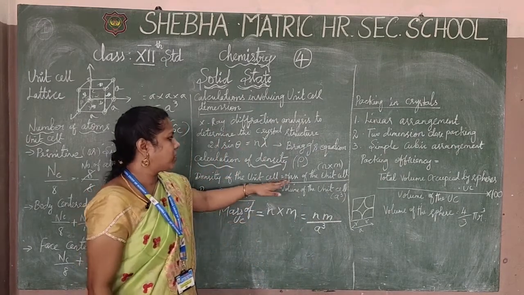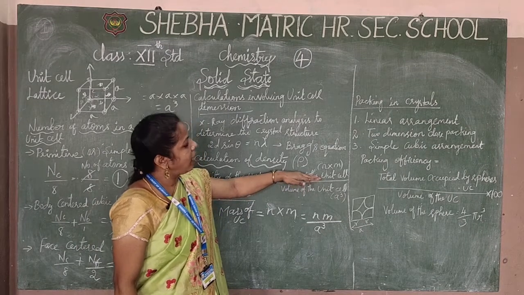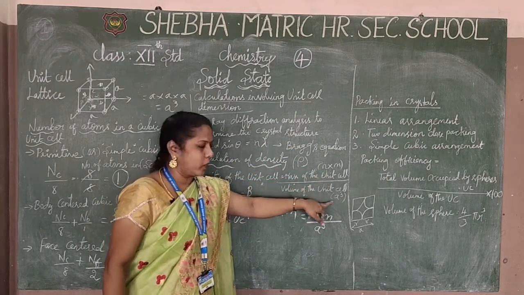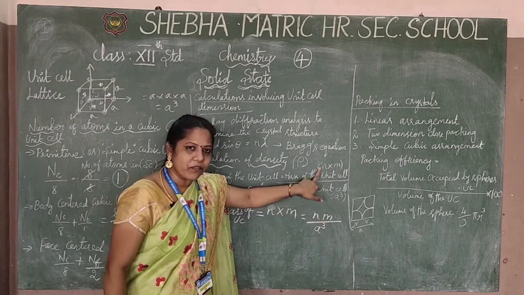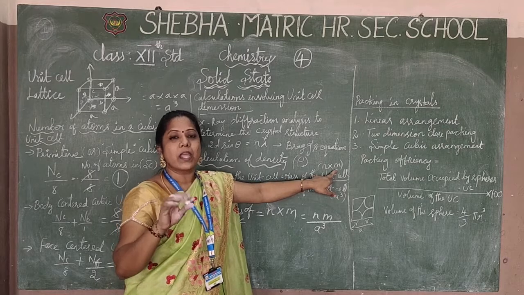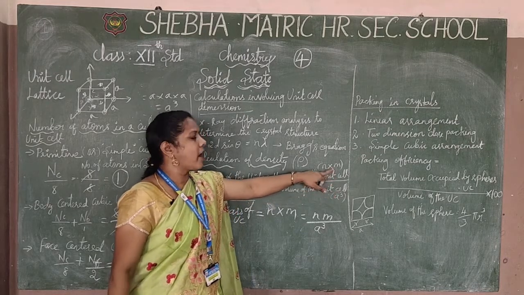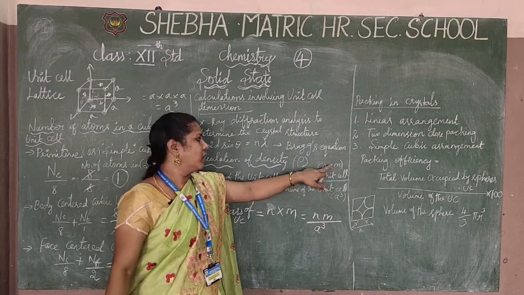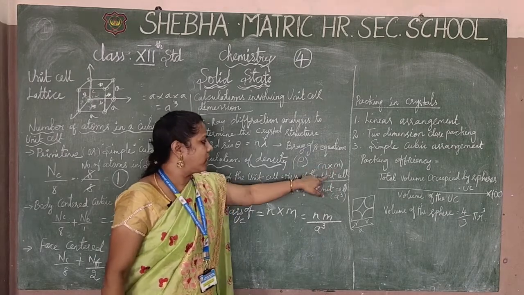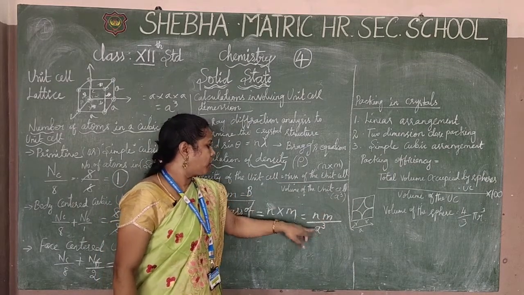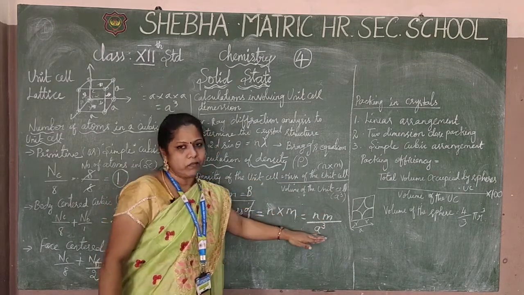Are you clear? The mass of the unit cell, we have to derive as n into m. The volume of the unit cell is a cube. N is the total number of atoms belonging to the unit cell. M is the mass of one atom, you have to mention only one atom. So n into m is the mass of the unit cell, and the volume of the unit cell is a cube. So n m by a cube. You get that as the answer.